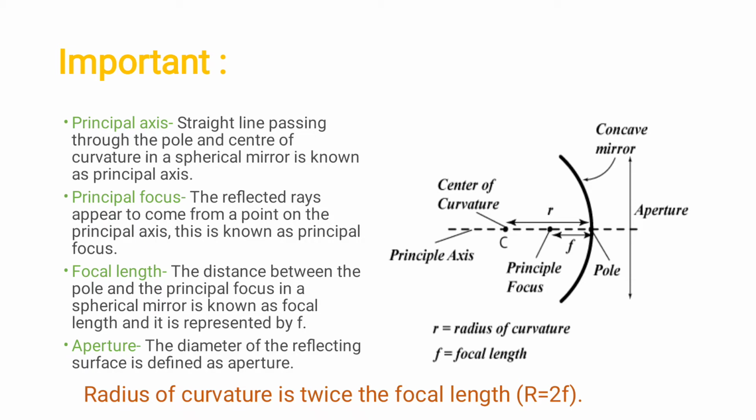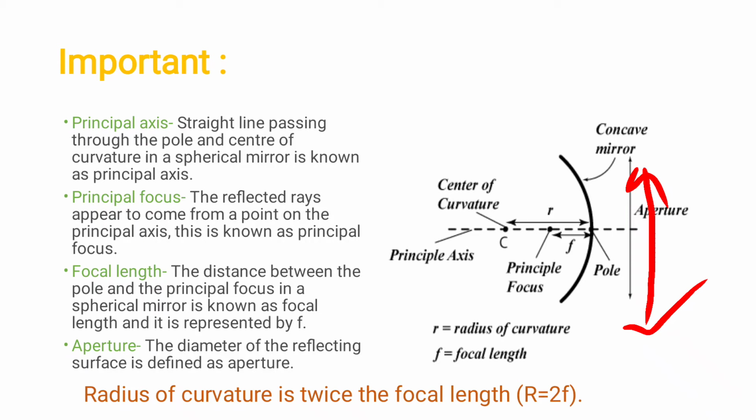Then what is focal length? The distance between the pole and principal focus in a spherical mirror is known as focal length, which is denoted by letter small f. Then what is aperture? The diameter of reflecting surface is defined as aperture. This is the diameter of the reflecting surface, so it is called aperture.